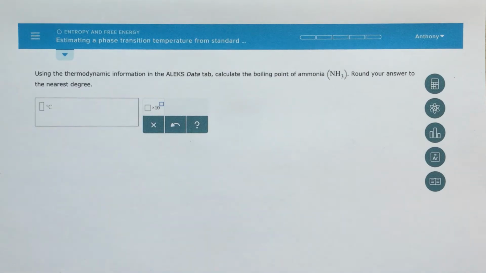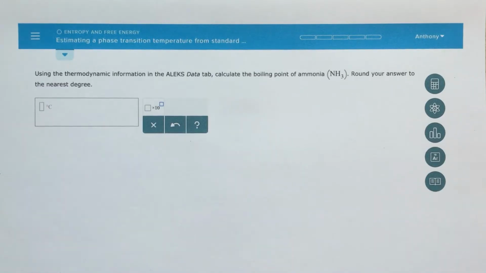All right, class, so this is an ALEKS topic called Estimating a Phase Transition Temperature from Standard Thermodynamic Data, and that thermodynamic data we're going to find in our ALEKS data tab. I'll show you what that looks like in just a second.